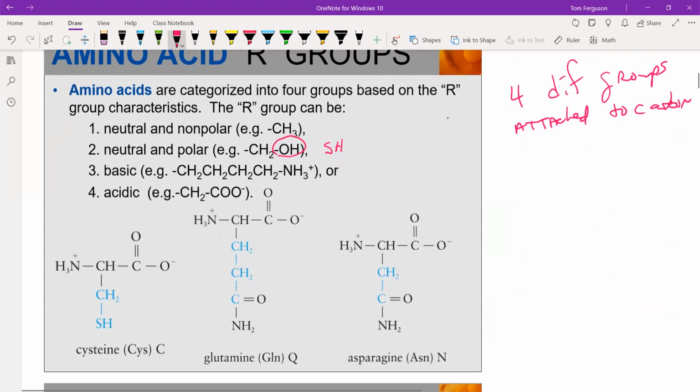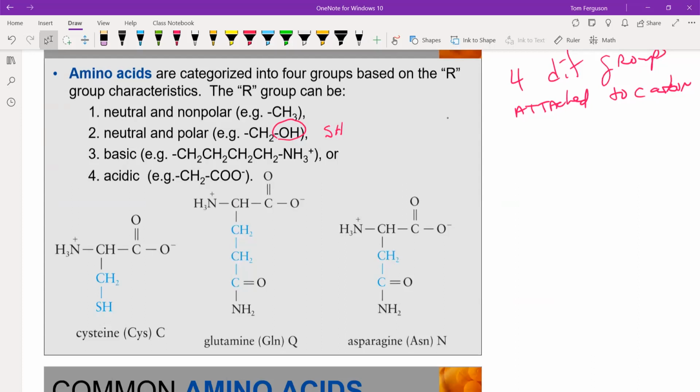Amino acids, there are 20 of them, and they can be broken up into 4 groups. They are basically nonpolar, which means they're only groups that are alkanes. There's neutral, and when I say neutral, that means no charge. Neutral and polar, for example, we have alcohols or thiols, and then there are basic and acidic ones. And again, these side groups totally determine the shape of a protein.